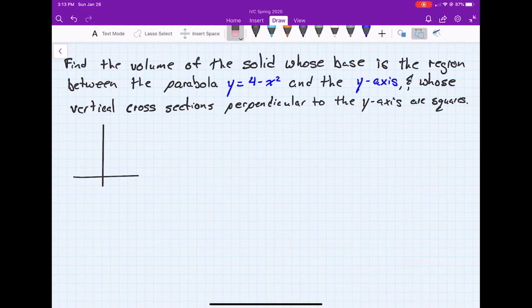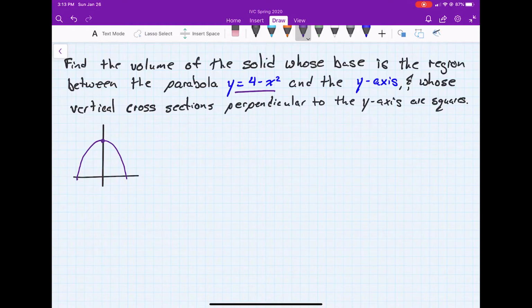So in 6.2, we have a couple things that we have to go over. First one is area by cross-section. So find the volume of the solid whose base is the region between the parabola y equals 4 minus x squared and the y-axis, and whose vertical cross-sections perpendicular to the y-axis are squares. Alright, so there we go. Let's draw this parabola. It would intersect y equals 4, and it's a parabola opening down.